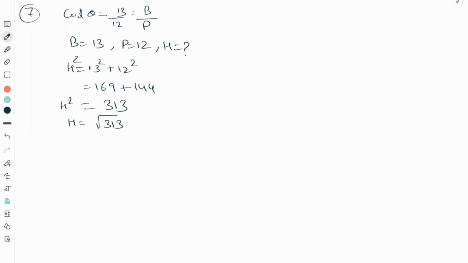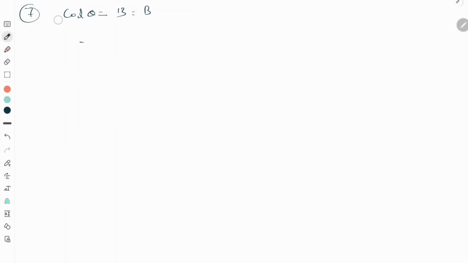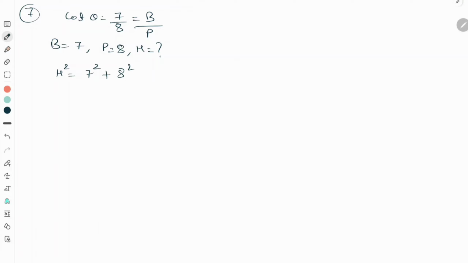Now we will use this information in question number 7. We have cot theta equal to 7 by 8, which is base by perpendicular, which means B is 7, P is equal to 8. We can find the value of H. So H square equal to 7 square plus 8 square equal to 113. So H will become root 113. Using this information, now we have to evaluate part 1.